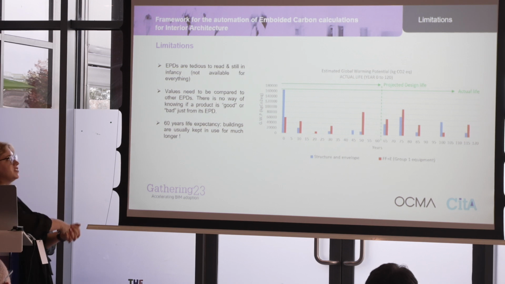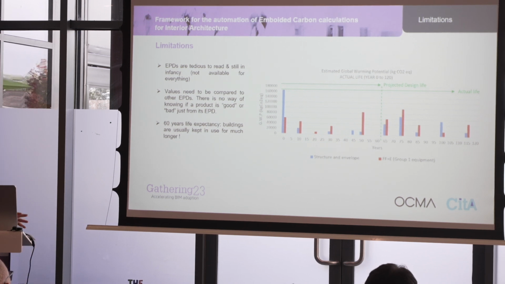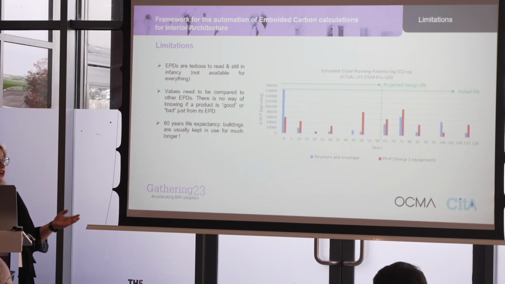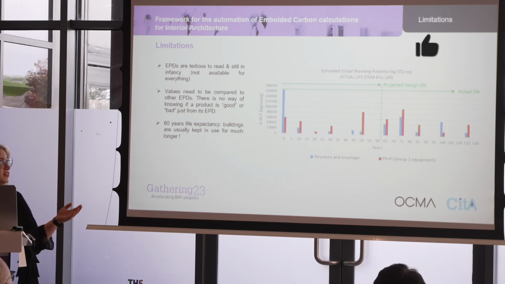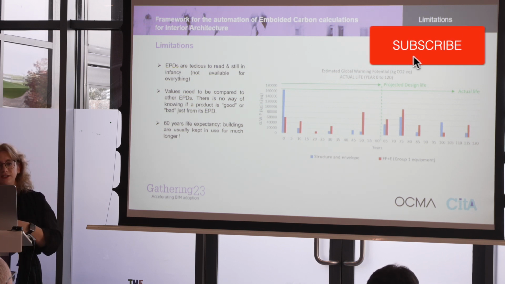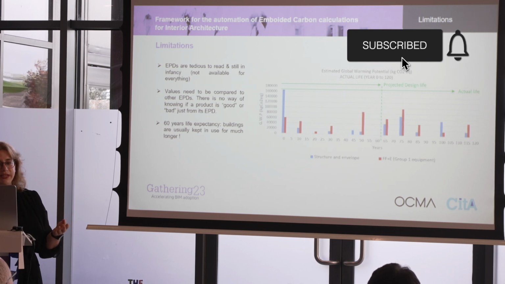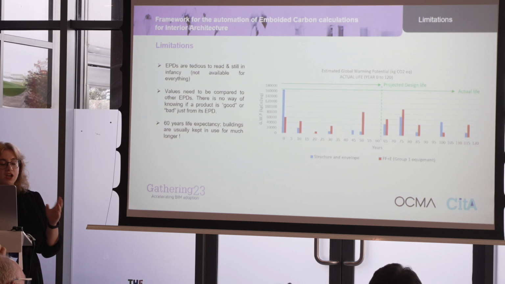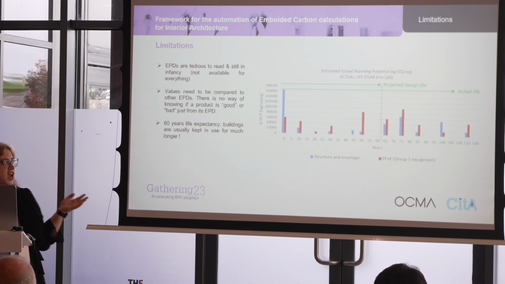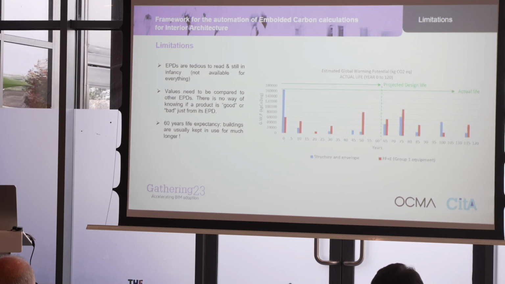So there are limitations on this workflow. EPDs are still in infancy, they're quite hard to read and hard to compare, and they're not available for everything that we might include in a project, so in some cases there is no data. In addition to that, when you look at an EPD, the values given need to be compared to something else. There's no way of knowing if your product is good or bad just from looking at it when you're selecting it. Another key challenge here is the life expectancy of your building.